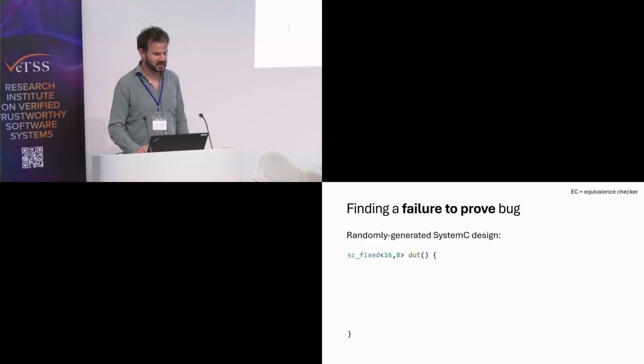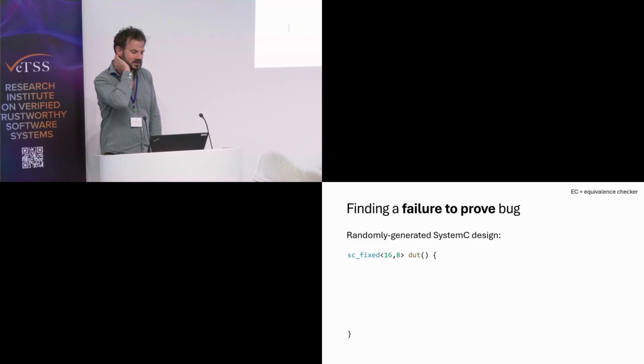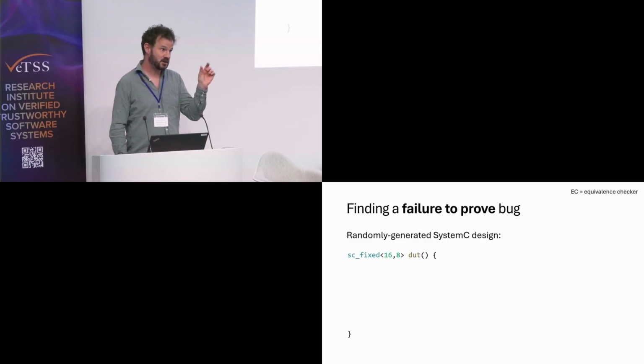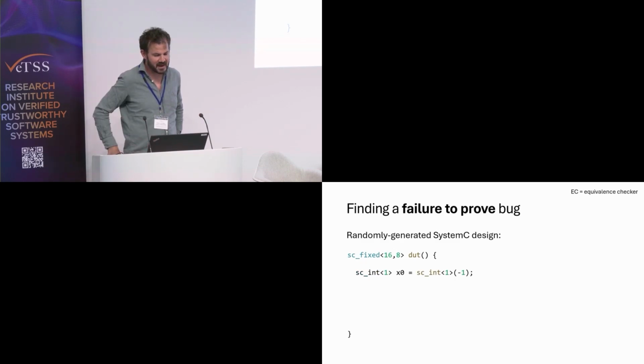So here's an example of this in action. Here is a design under test, DUT. This is ultimately going to produce a 16-bit number in fixed point format, meaning there's going to be 8 bits of the integer part of the number and 8 bits of the fractional part of the number. What it's going to do is make a 1-bit integer, which is going to be initialized to -1, which in SystemC should lead to just the bit 1. Right? So x0 is going to be the bit 1.